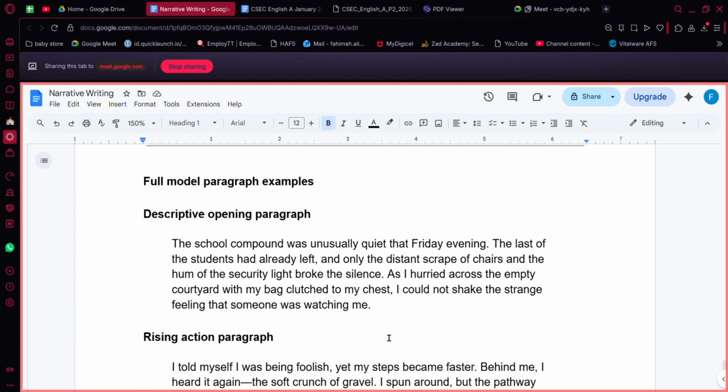So you can have a descriptive opening. The school compound was unusually quiet that Friday evening. The last of the students had already left, and only the distant scrape of chairs and the hum of the security light broke the silence. As I hurried across the empty courtyard with my bag clutched to my chest, I could not shake the strange feeling that someone was watching me. So you're describing the scene here. This whole thing was just description of the scene.